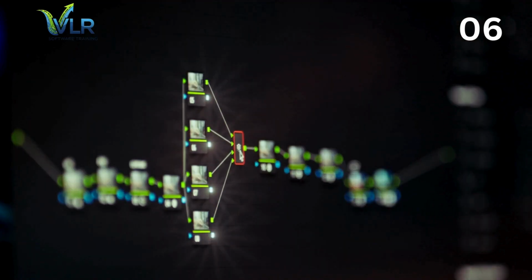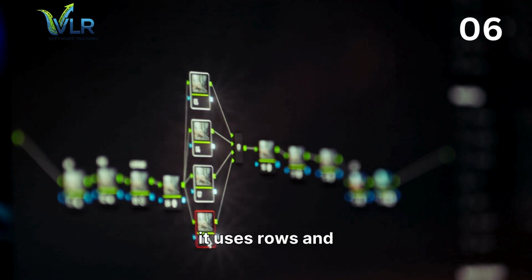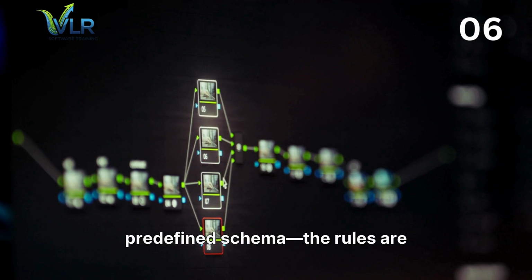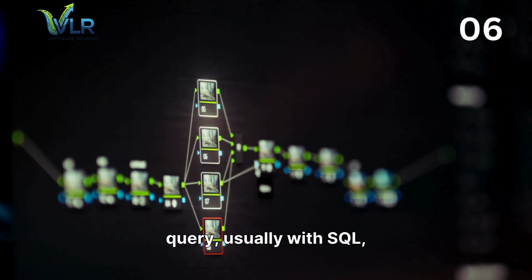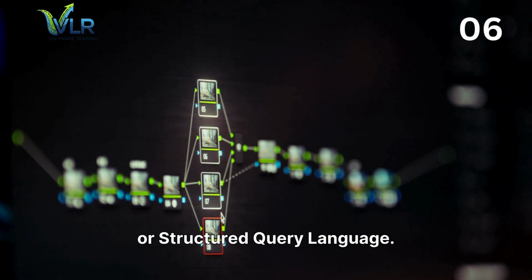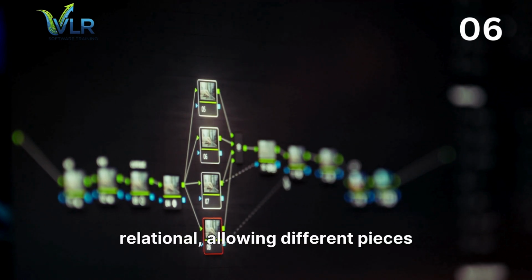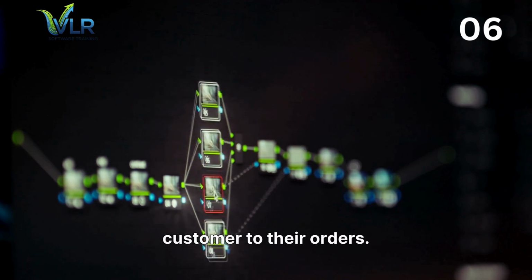It has 4 key characteristics. First, it's tabular, meaning it uses rows and columns. Second, it has a predefined schema. The rules are set before the data is stored. Third, it's easy to query, usually with SQL or structured query language. And finally, it's often relational, allowing different pieces of data to link up, like connecting a customer to their orders.